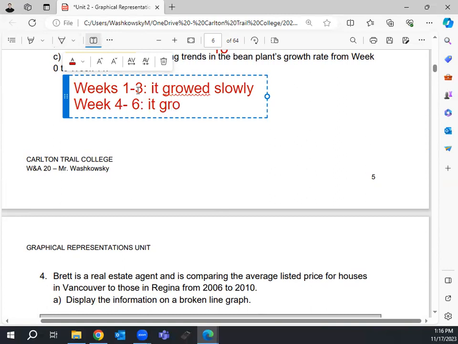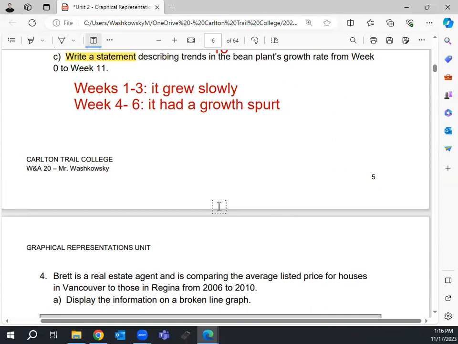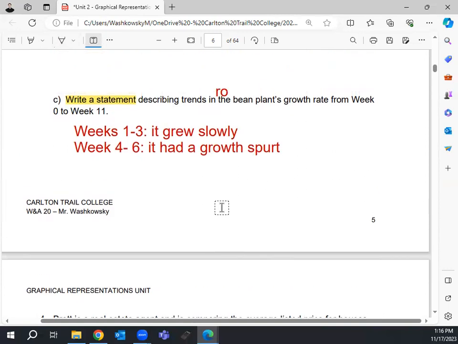It grew, it had a growth spurt. It didn't grow slowly, it grew quickly. Right, so we're writing a statement that just describes it. We're not adding crazy details. We're not writing full sentences. That's okay.